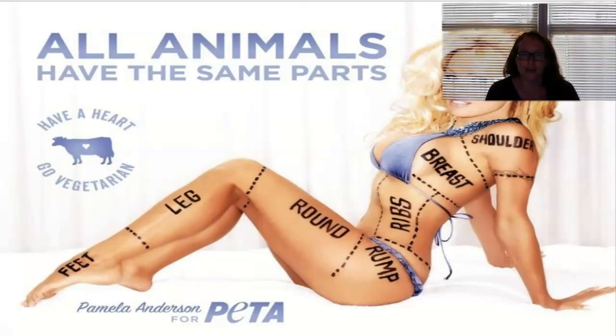And the ad is for PETA. All animals have the same parts. Have a heart, go vegetarian, and they have her all nicely marked up. And it says Pamela Anderson for PETA.